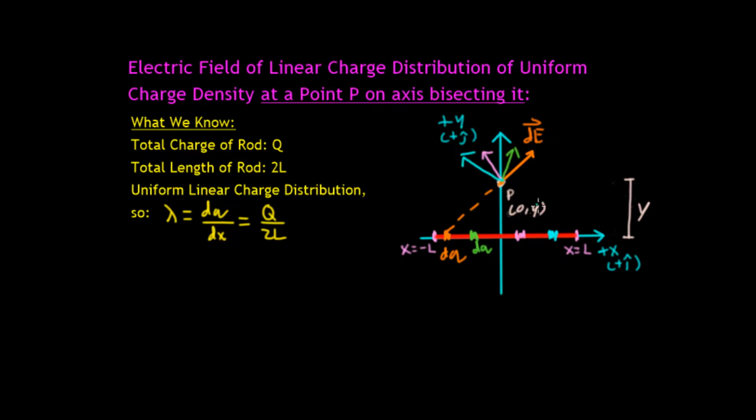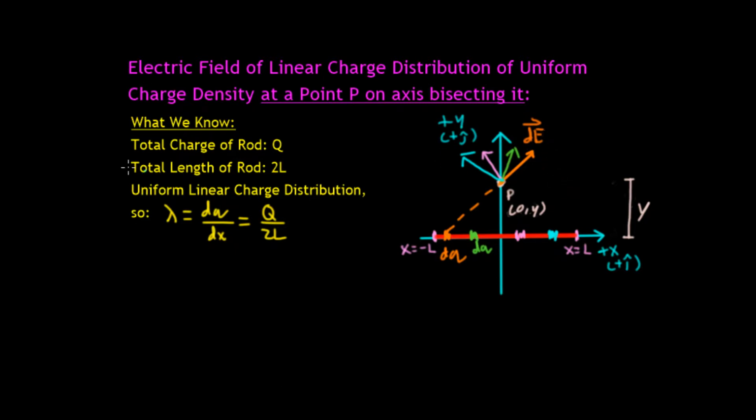Just by looking at this visual, we can imagine moving along the rod from x equals negative L to x equals L, and imagine the dE vectors at point P, which is at a height of y, so y is a constant here. We can see that the x components of their vectors cancel. The x component of this turquoise one cancels the x component of the orange one, and likewise for the pink and green ones. But their y components add.